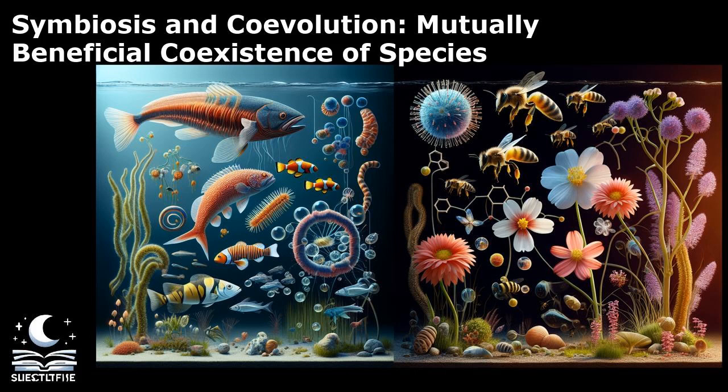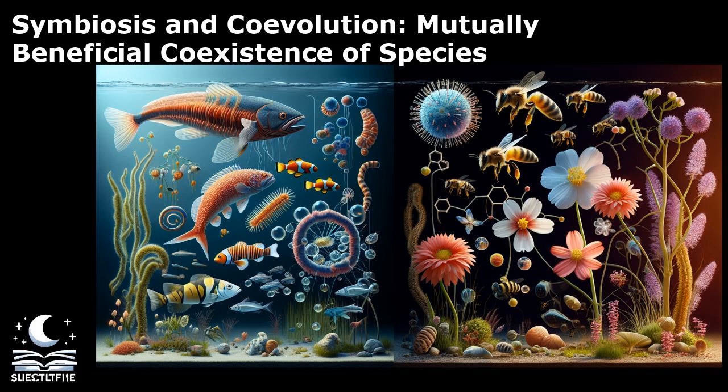Commensalism is another type of symbiotic relationship where one species benefits and the other is neither helped nor harmed. An interesting example of commensalism is the relationship between remoras and sharks. Remoras attach themselves to sharks and feed on the scraps left behind by the shark's meals without harming the shark. This relationship demonstrates how one species can take advantage of another without causing any harm.